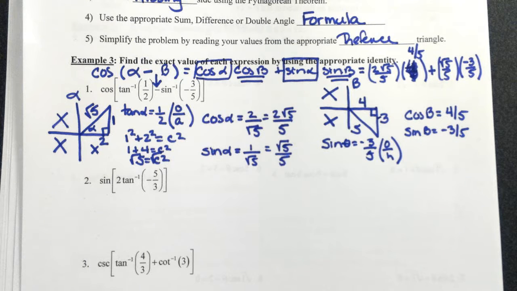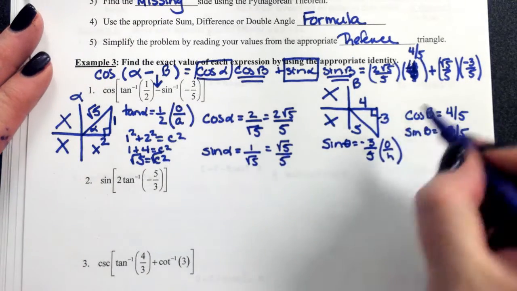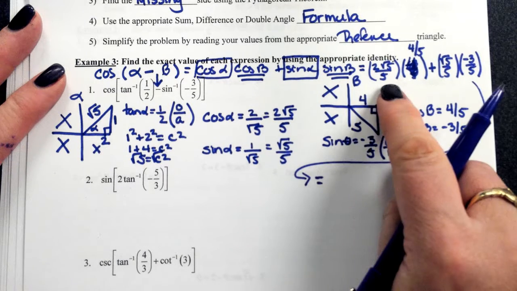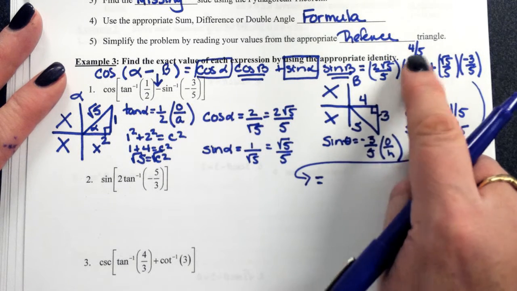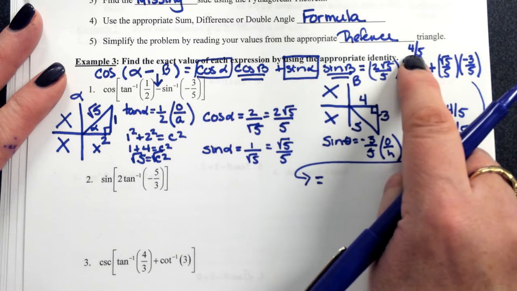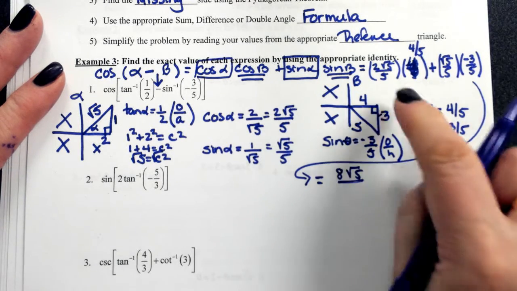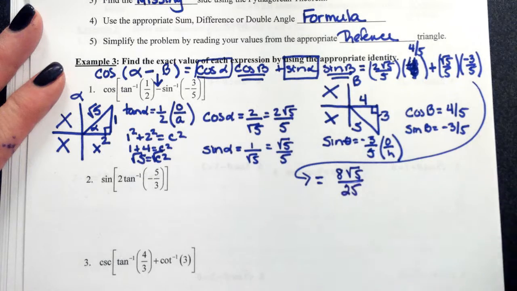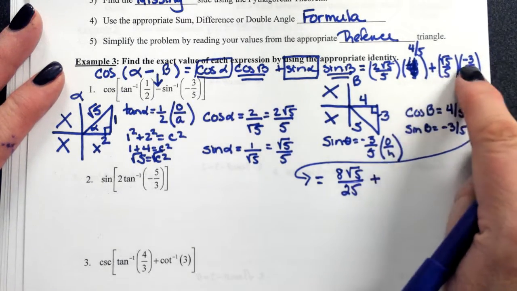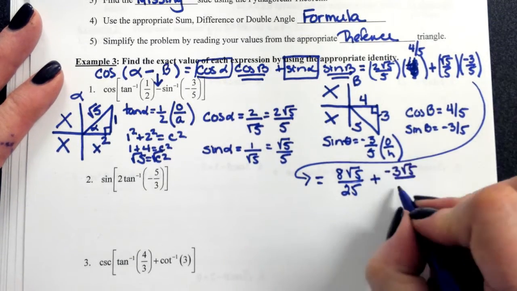Now we're going back to Unit 4. Remember, you want to multiply before you add. So I'm just going to go ahead and continue this down here. 2 square root 5 over 5 times 4/5. Remember, you're going to multiply straight across. 2 square root 5 times 4 is going to give me 8 square root 5 over 5 times 5, which is 25. Plus, square root 5 times negative 3 is negative 3 square root 5 over 5 times 5, which is 25.